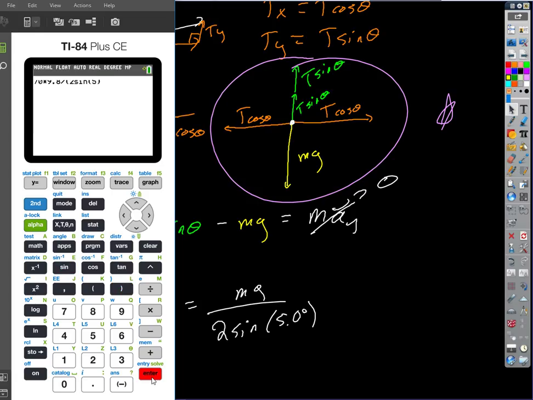And wow, that's the tension. It's almost 4,000 newtons. How much does he weigh? If his mass is 70 kilograms, he weighs a little less than 700 newtons, right? Look at the tension required to hold him up, right?